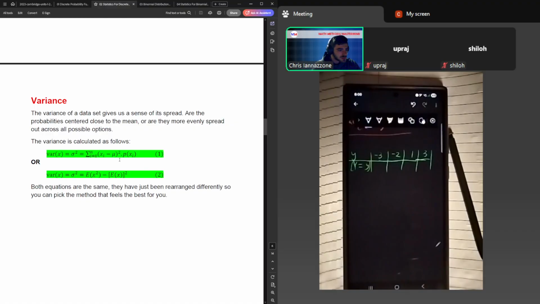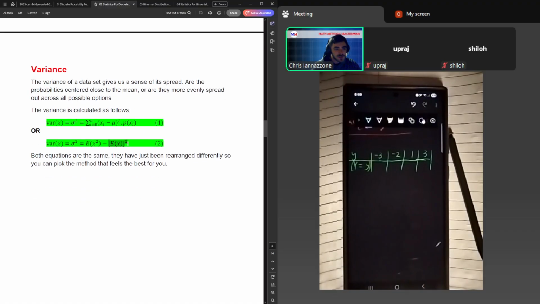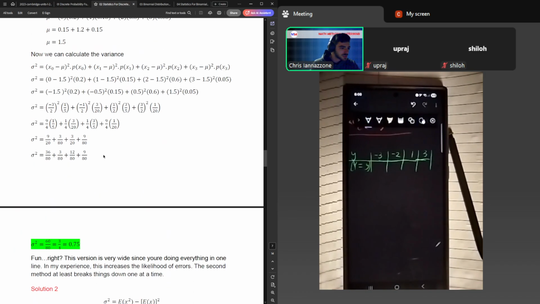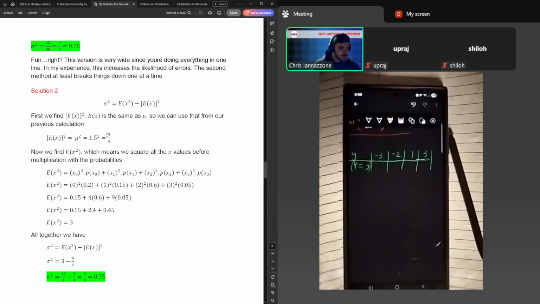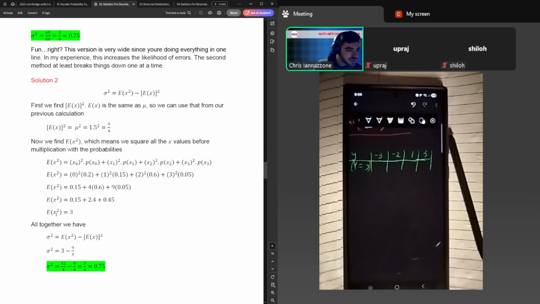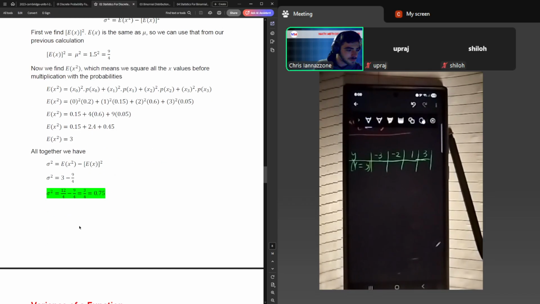The reason why that matters is because part of this equation is to find that value, E of x, and then square it. So we take that 1.5, square it, that's going to get you 9 on 4. The reason why that works, 1.5 is the same thing as 3 over 2. So 3 squared gets you to 9, 2 squared gets you to 4. From there, you want to find E of x squared, which means you go through and square all these x values as you multiply them. That gets you the value of 3. From there, you just do a subtraction. 3 minus 9 on 4, and you get your 0.75.